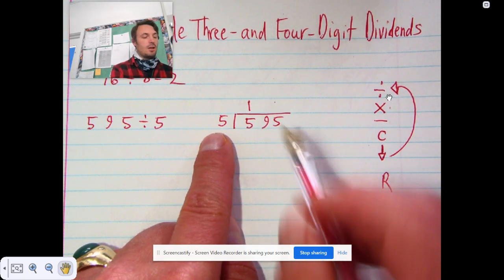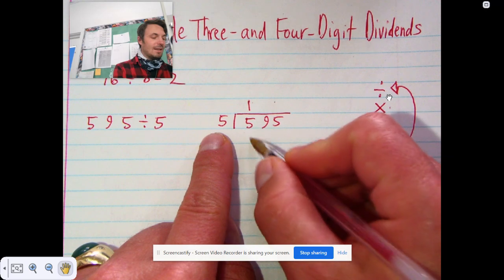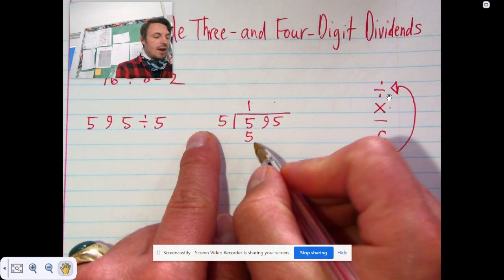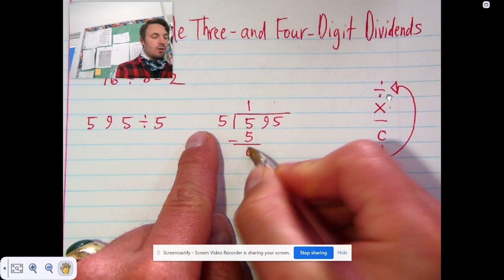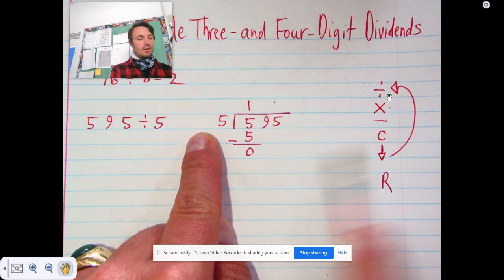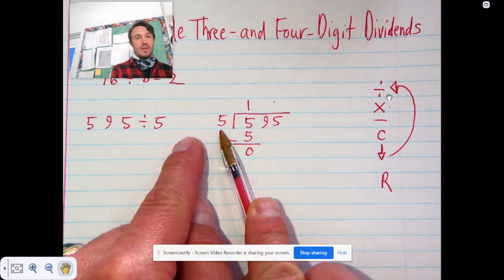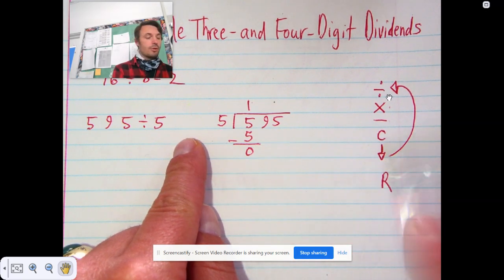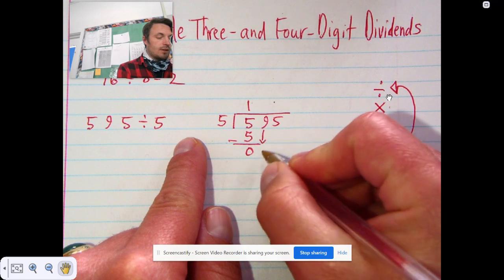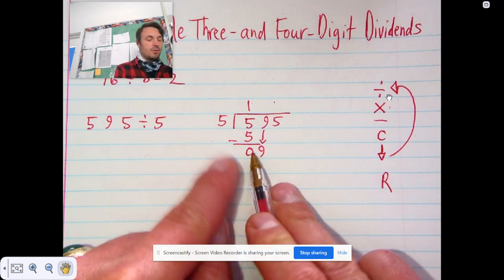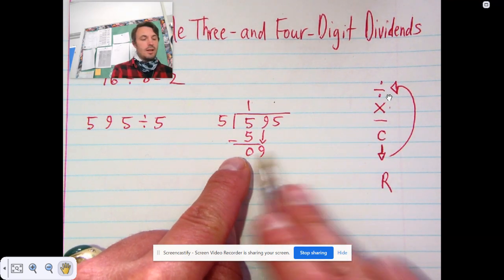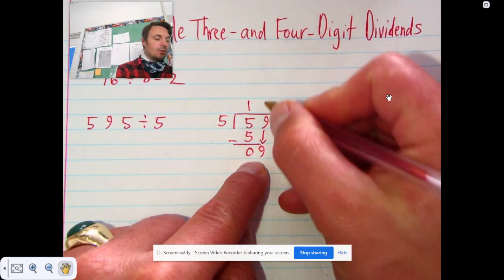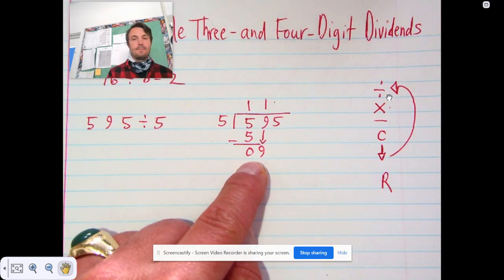Then we multiply. 1 times 5 equals 5. Then we subtract. 5 minus 5 is 0. Now we compare. Is 0 smaller than 5? Yes, it is. That means we're doing it right. Now we bring down. We bring the 9 down next to the answer to what we just subtracted. Now we go back to divide. We divide the 5 into the 9. It can only fit in one time.